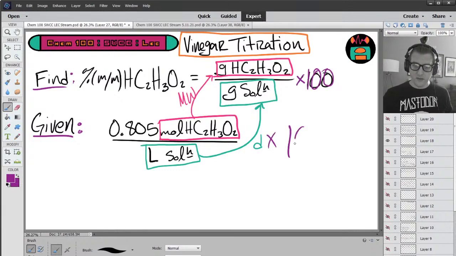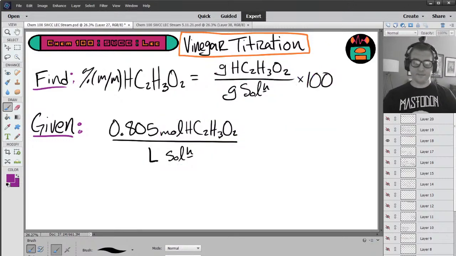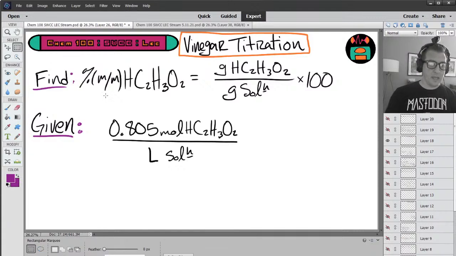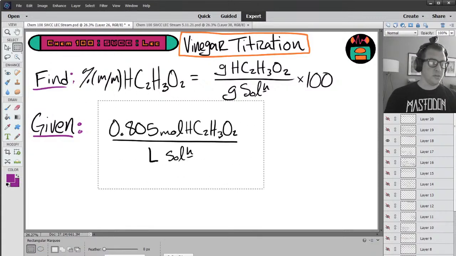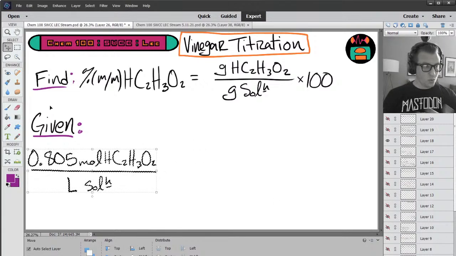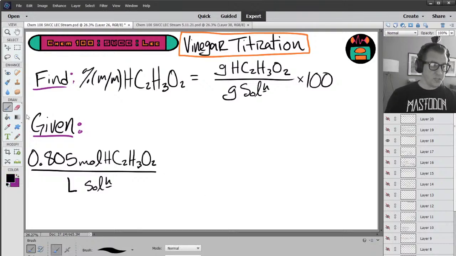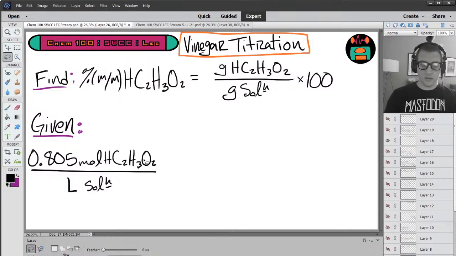So if you convert your denominator from volume to grams and your numerator from moles to grams, then you just multiply by 100 and you've got your percent mass. That is exactly what we're going to do here. I'm going to scoot this down because this calculation is going to get a bit long in the tooth and I need every inch of page space. So first, there we go.